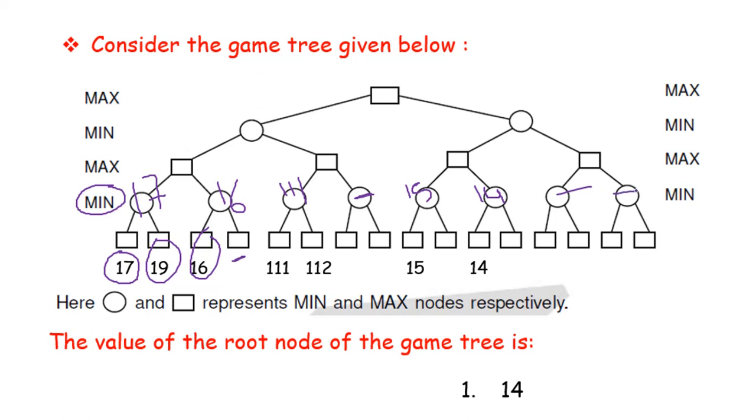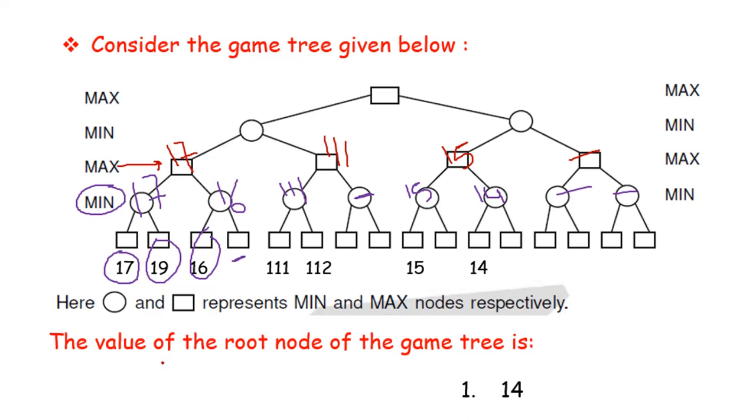I hope you got the basic idea of how to solve this question. Now we will move one level up. The next level is the max level. That means we have to maximize our value. On the left child we have 17 and the right is 16. So the maximum is 17. In the same way, for the next node it will be 111. Then we will have 15 and then no value, right?